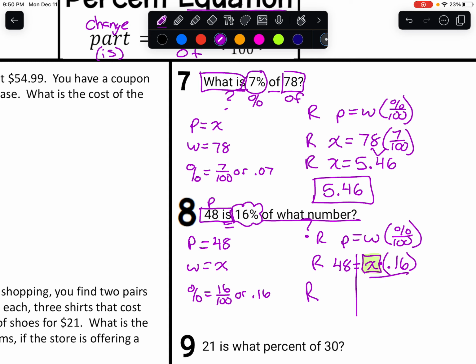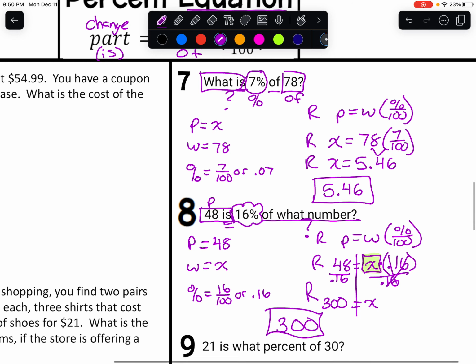Well, we divide by 0.16 because that's the opposite of multiplying. Whatever we do to one side, we have to do to the other to keep our equation balanced. On the right-hand side, we have just x left, and when we do 48 divided by 0.16, we get 300. That means our whole, or of what number, is 300.